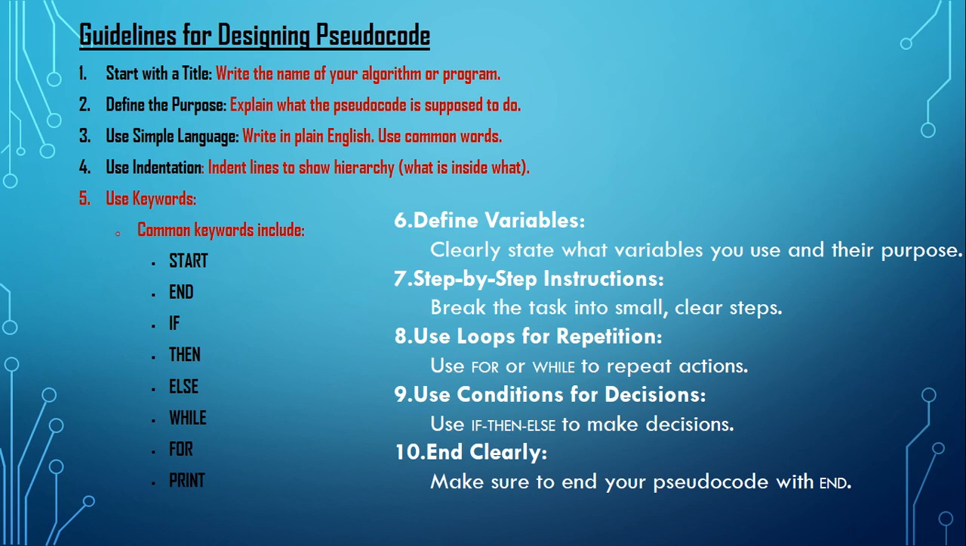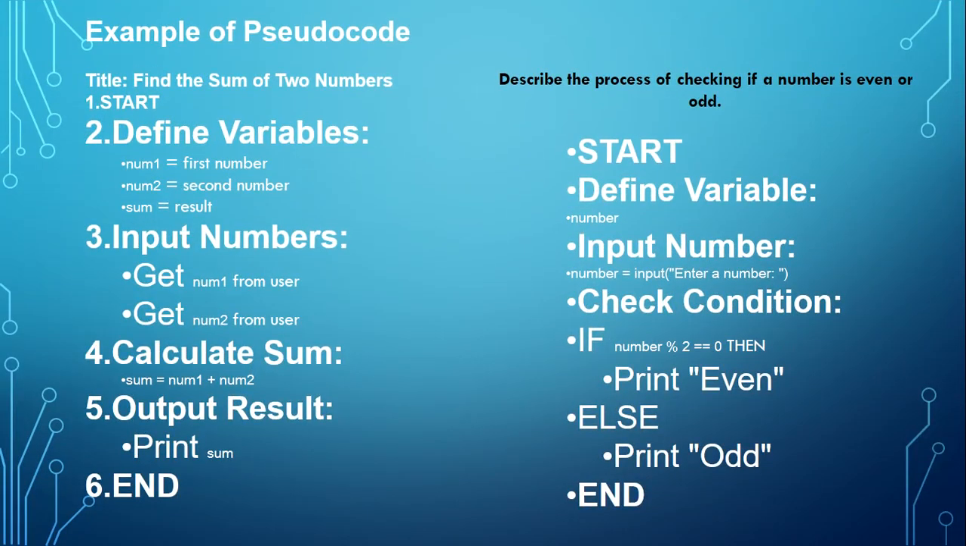Number 7, we have step-by-step instructions. Break the task into small, clear steps. Then number 8, use loops for repetition. Use for or while loop to repeat actions. Later on in other slides, you'll understand what I'm talking about. Use conditionals for decisions. That one I'll also explain later. And end clearly. You must use the word end or stop at the end of your pseudocode.